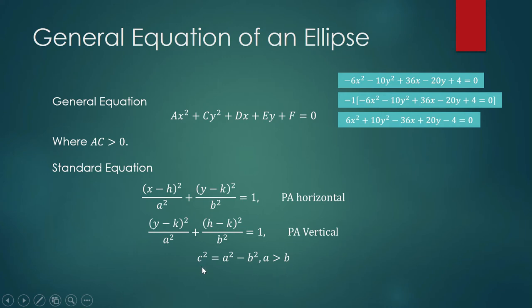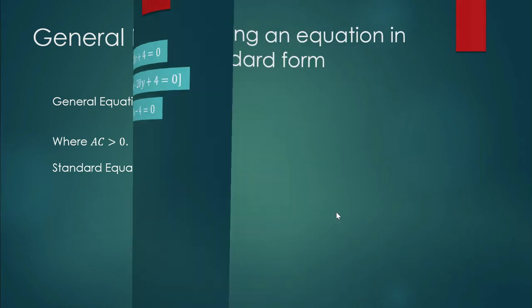Okay, what is the purpose of C? C will help us find the focus of your ellipse. And A here will tell us the length of your major axis. The length of the major axis is 2A. The length of your minor axis is 2B.